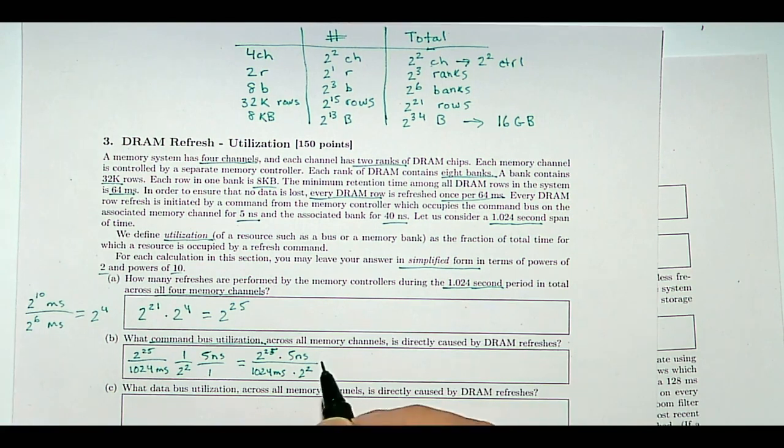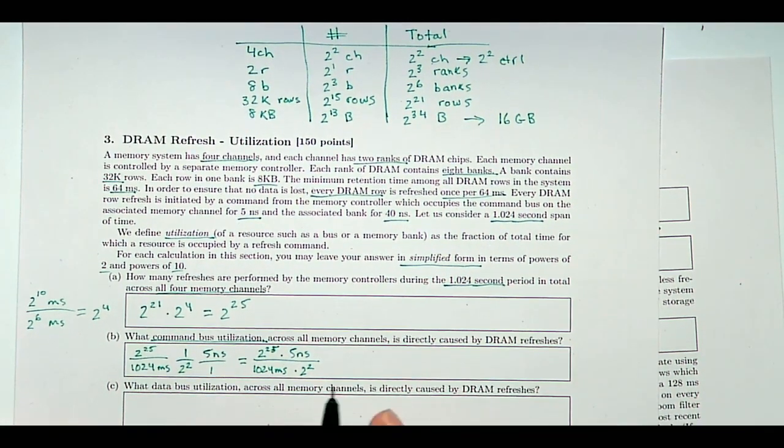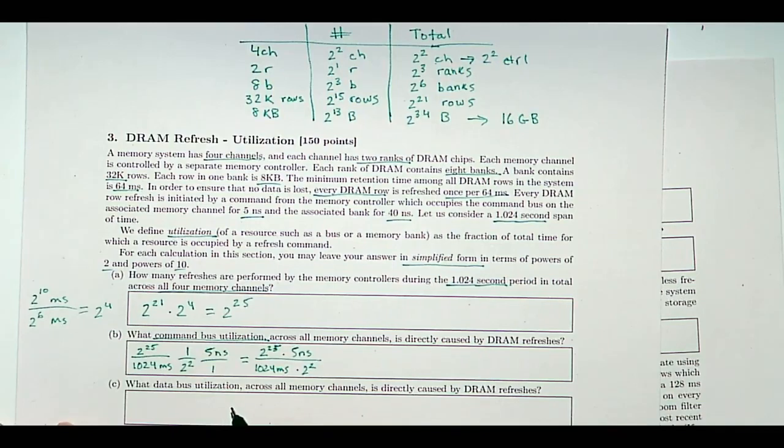And you could go ahead and simplify if you wanted to. You could divide these powers of 2 and convert the time units to the same quantity, but it's correct as is. So the next part of the question asks what data bus utilization across all of these memory controllers, memory channels, is directly caused by the DRAM refreshes, right?